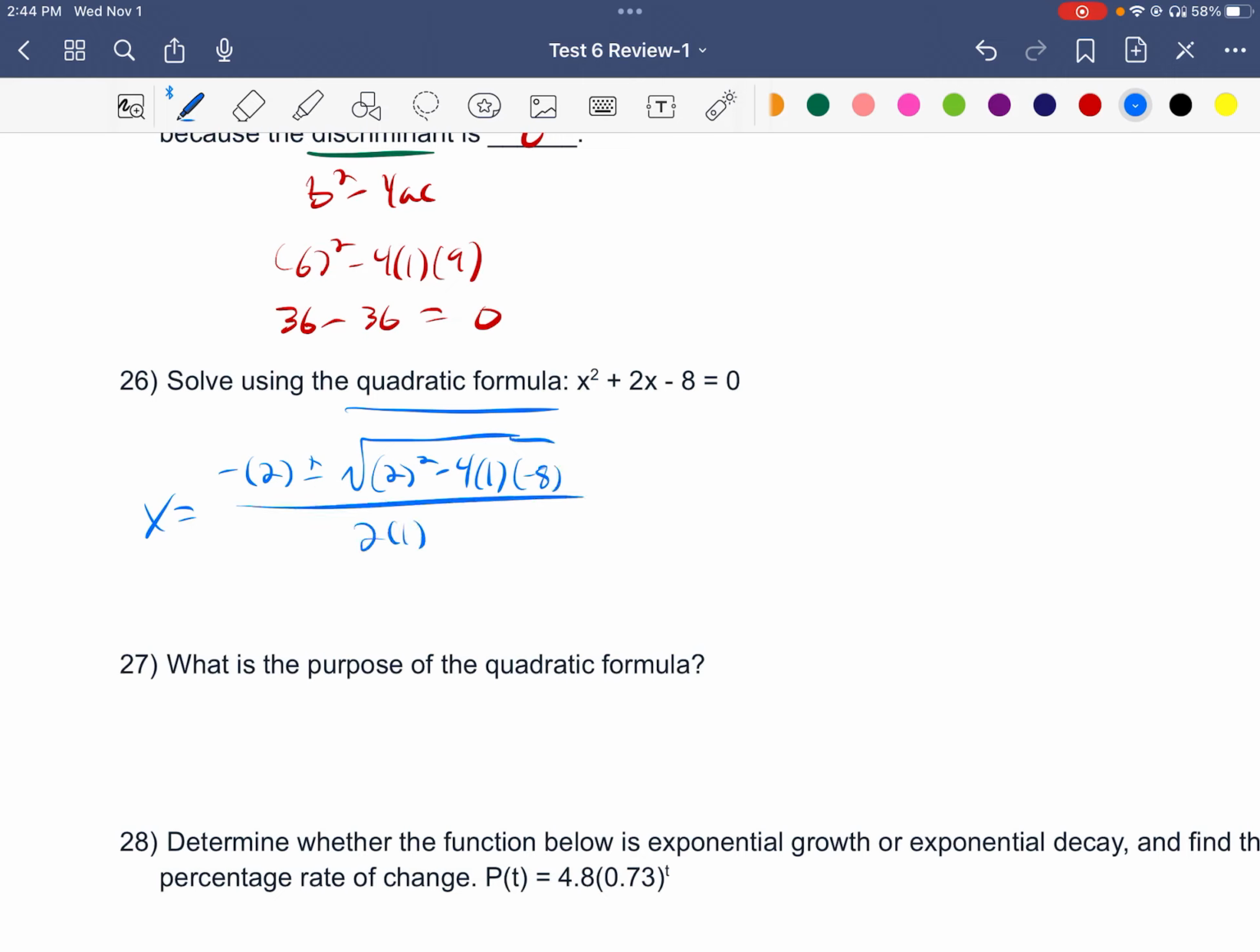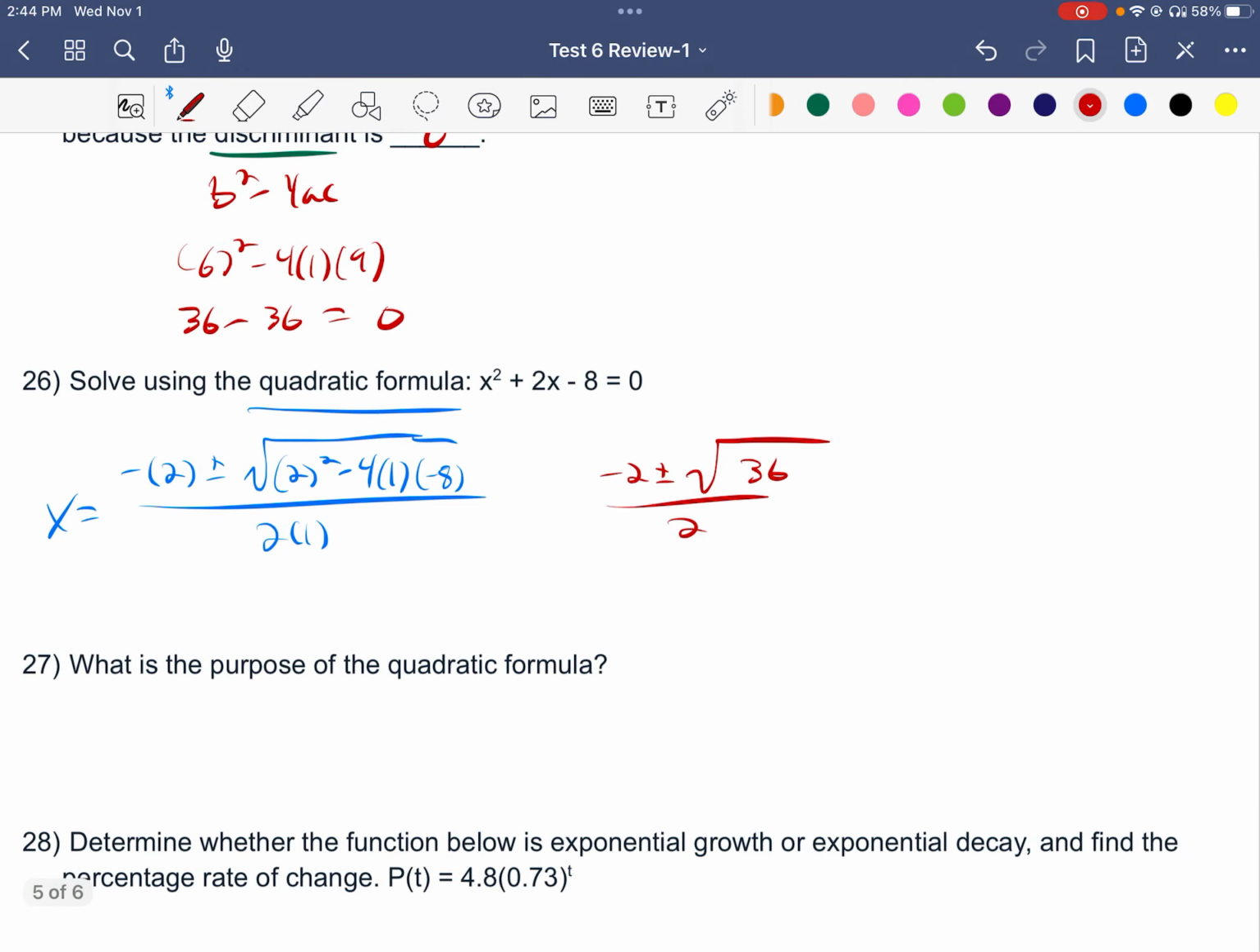All right, so I'm going to start simplifying this. I'm going to simplify the outside and get negative 2. I'm going to do 2 squared minus 4 times 1 times negative 8 and get, what is that, 8, 16, 24, 32 plus 4, so that's 36. And on the bottom we get 2. All right, I can do the square root of 36. I know that that is 6. So there's my 2 solutions. I'm going to do negative 2 plus 6 over 2, which is 2. And negative 2 minus 6 divided by 2, which is negative 4.